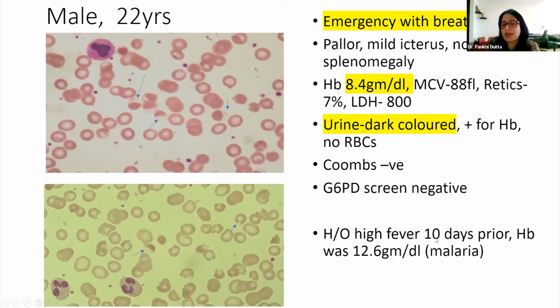This patient actually had come 10 days earlier with malaria, and at that time he had a normal hemoglobin. So this is nothing but a G6PD deficiency. The G6PD screen was negative. We will discuss why.